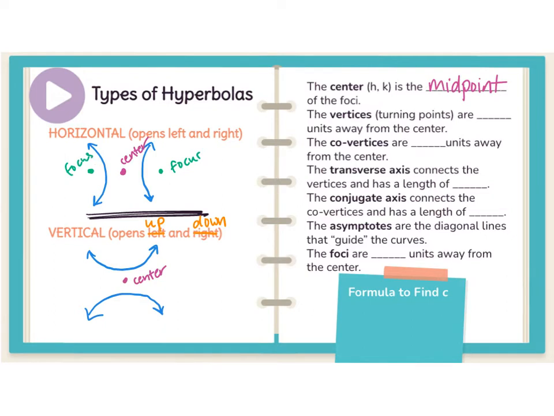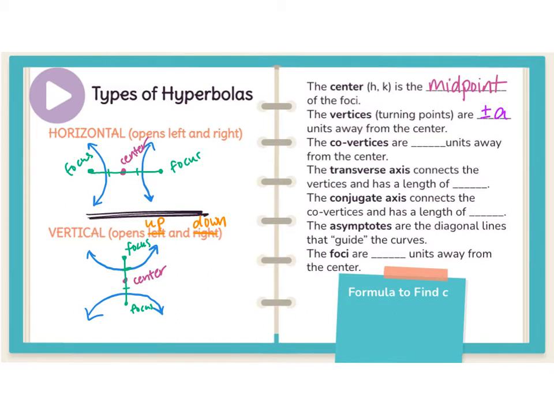And if you draw that line connecting the two of them, the distance between the focus and the center on both sides would be equal. Same thing on the vertical. However, the focus, instead of being to the left and right, would be above and below. So that distance between the center and the focus would be the same. Those little congruence notches. The vertices, or turning points, are plus minus a units away from the center.